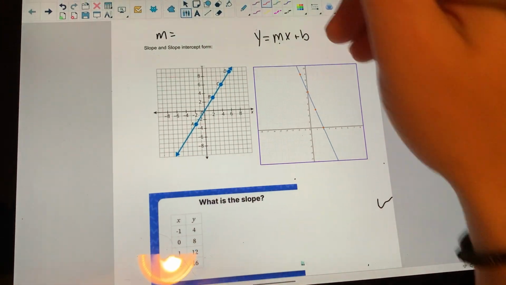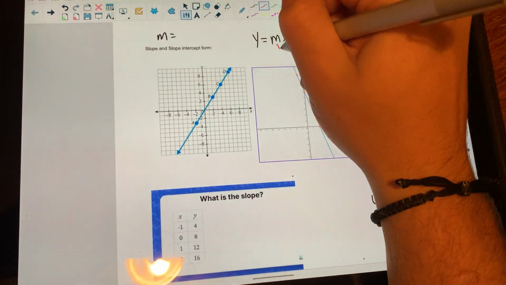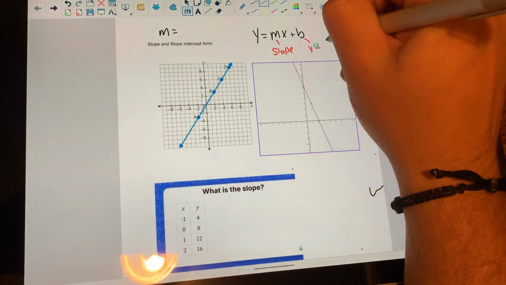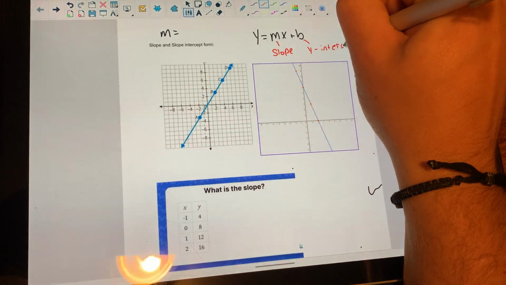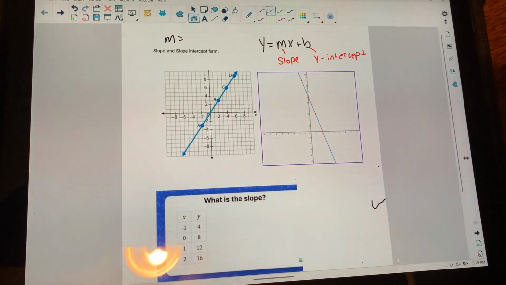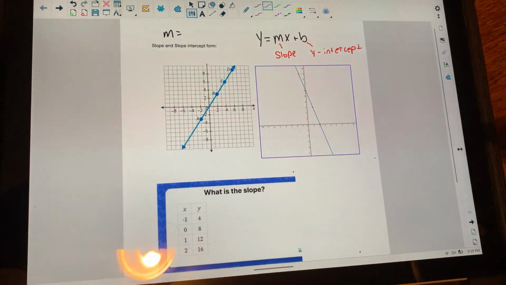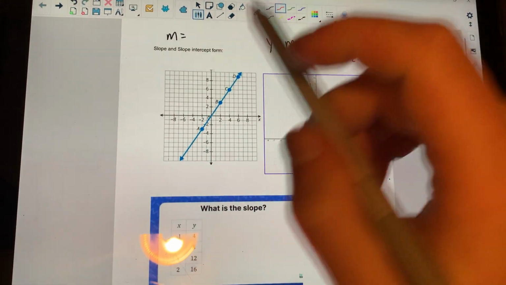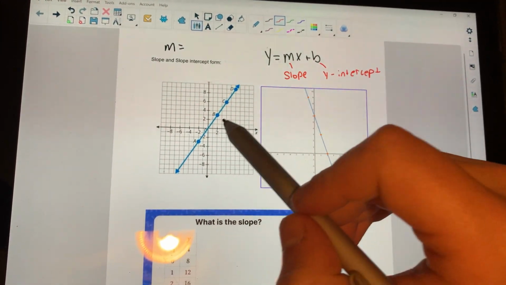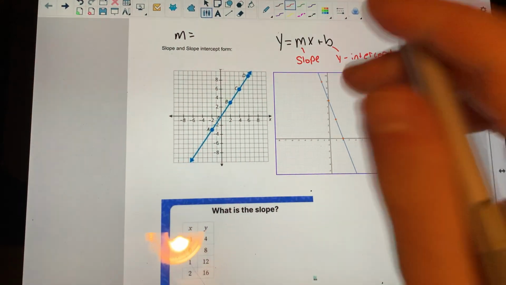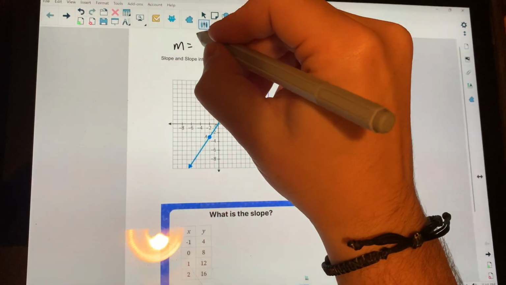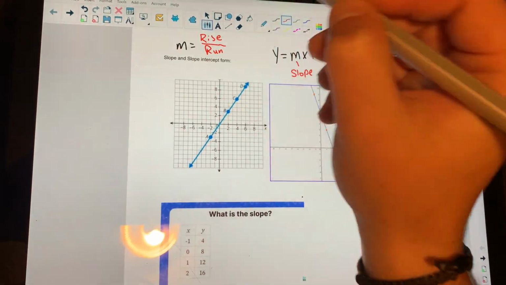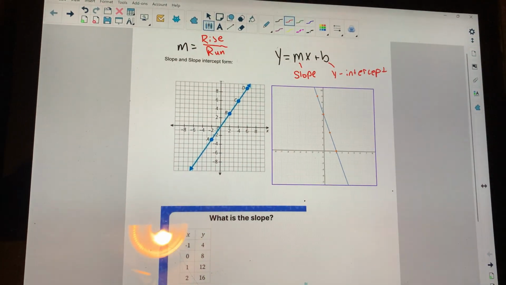In this scenario, m represents our slope, and then b is our y-intercept. And a y-intercept is where we are crossing the y-axis. Intercept sounds like intersect, so it's where our line is intersecting or crossing the y-axis. In class, we learned slope is equal to rise over run. So how far up and down we go, how far left and right we go.